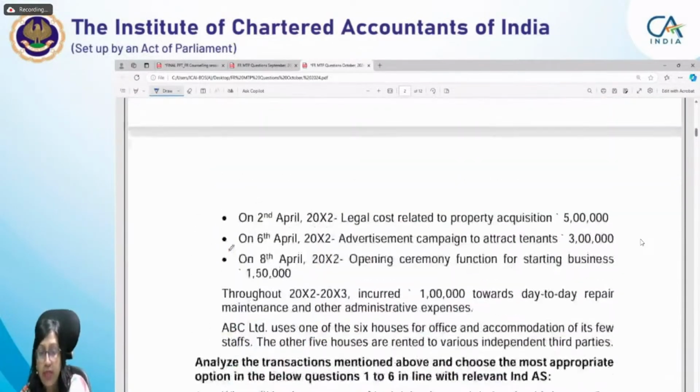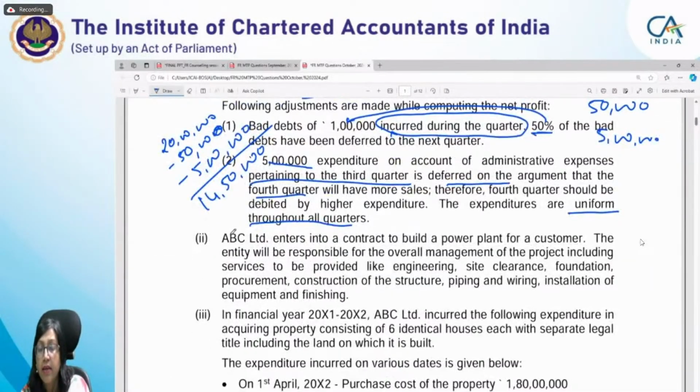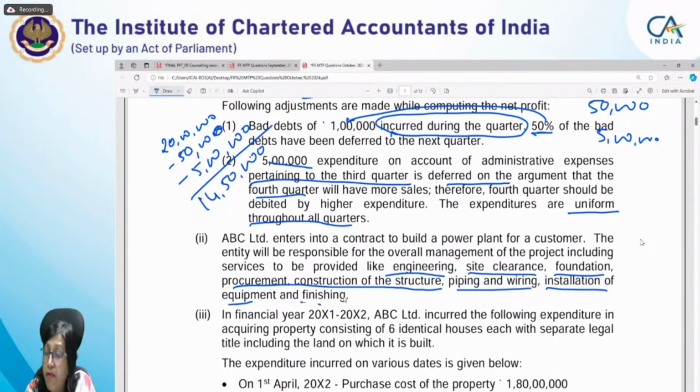Again, move to the second scenario of this particular case. Second part: ABC Limited enters into a contract to build a power plant for a customer. The entity will be responsible for the overall management of the project, including services to be provided like engineering, site clearance, foundation, procurement, construction of the structure, piping and wiring, installation of equipment, and finishing. So it appears to be many performance obligations, but they all are related to one contract.